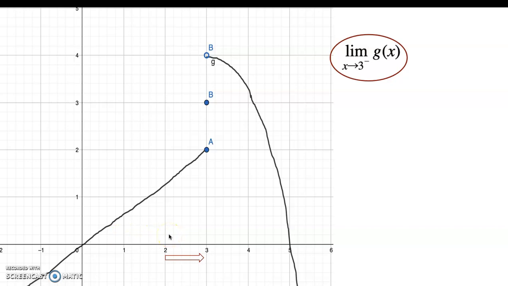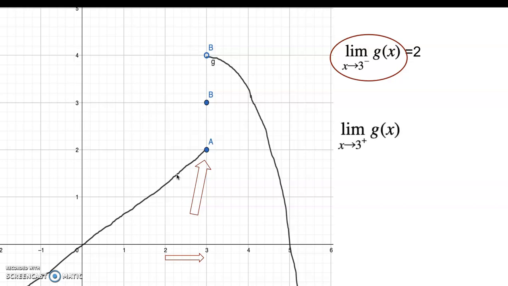And so we ask ourselves, as x approaches 3 from the left side, then what is g of x? This is basically what we need to ask ourselves when we see the limit of g of x as x approaches 3 from the left side. And we can see that as x approaches 3 from this direction right here, from the left side, then g of x approaches 2. And that right there would just be our answer, equals 2.